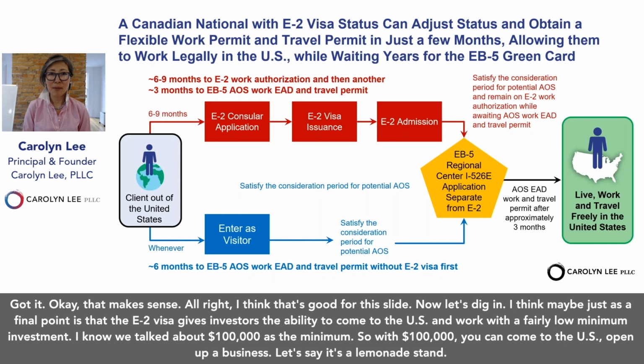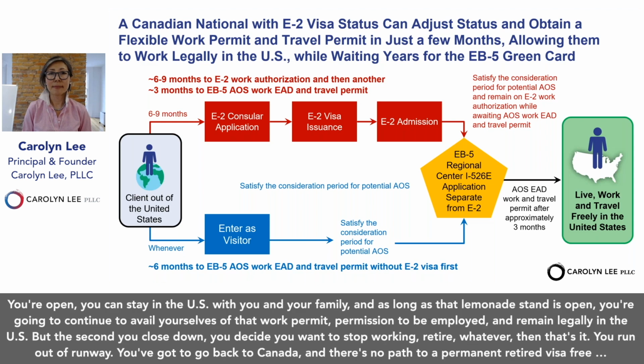Let's dig in. I think maybe just as a final point is that the E-2 visa gives investors the ability to come to the US and work with a fairly low minimum investment. I know we talked about $100,000 as kind of the minimum. So with $100,000, you can come to the US, open up a business. Let's say it's a lemonade stand. You're open, you can stay in the US with you and your family.